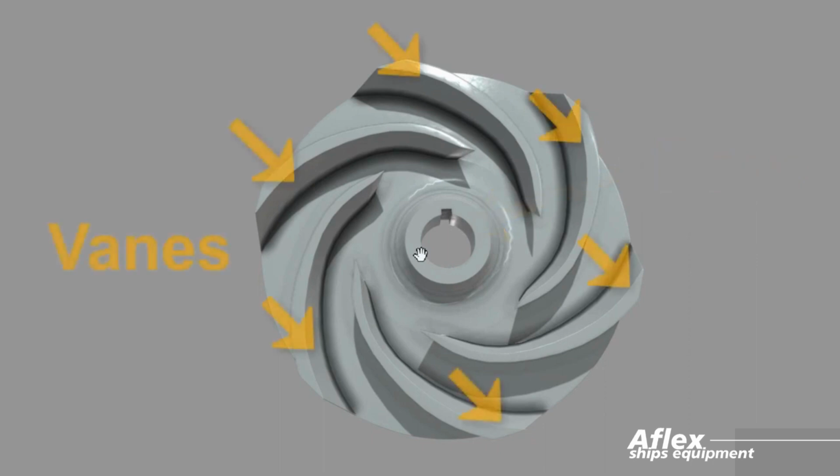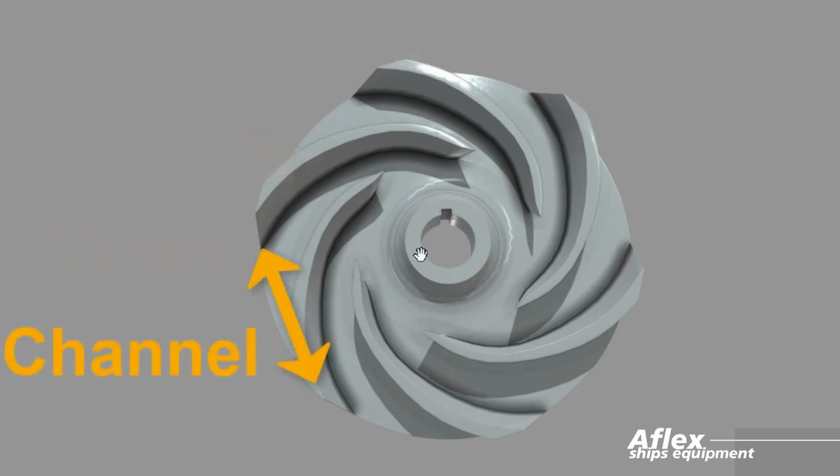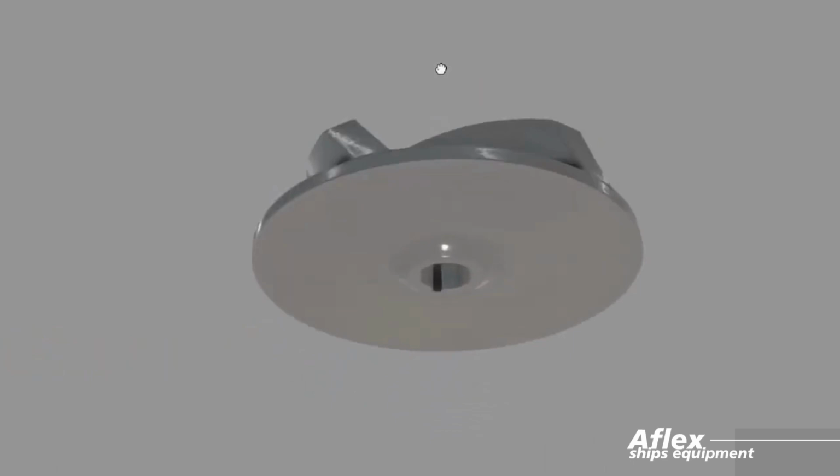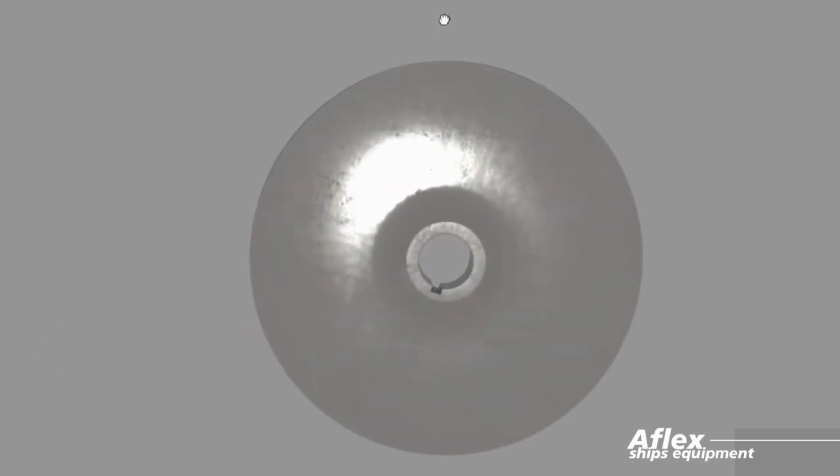The items indicated now are called vanes, and the gaps between the vanes are known as channels. On the back side of the impeller is a base plate, and this plate is what they refer to as a shroud. It's possible for impellers to have 2, 1 or no shrouds.